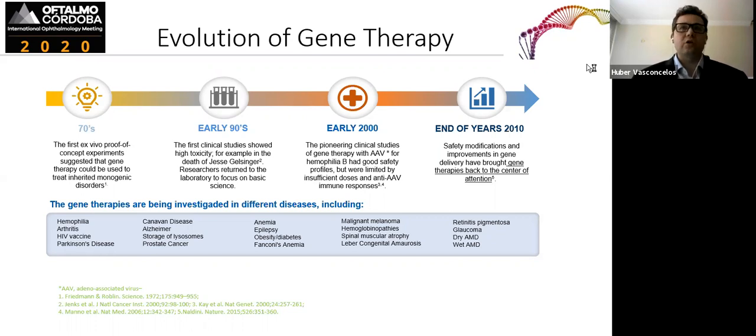And at that time, we had some high toxicity problems that even led to the death of a patient in one of these trials that was trying to treat ornithine transcarbamylase deficiency. And that was like a pushback on the gene therapy evolution at that time. And we tried to do more research, lab research, focused on basic science. But then in the early 2000s and at the end of the 2010s, with the development of the adeno-associated viral vectors, and then later with more clinical trials and with some safety modifications and improvements in the gene delivery, we came back very strong on gene therapy, and it came back to the center of our attention. Gene therapies are being investigated in different diseases, from hemophilia to wet and dry AMD, and that is becoming more and more reality nowadays.